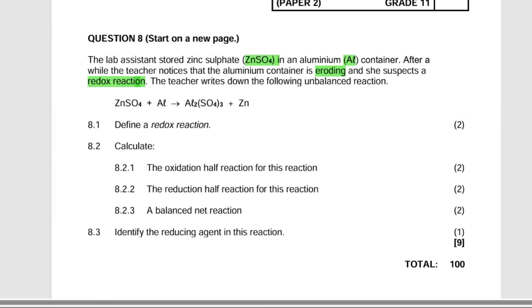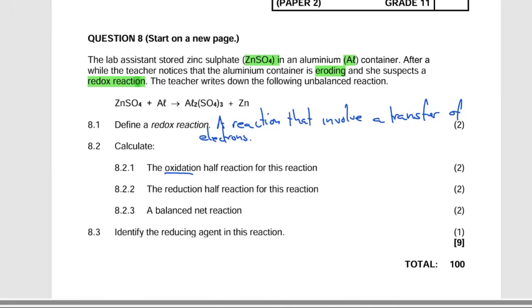A reaction that involves a transfer of electrons. This is how we define our redox reaction. Then after that, they're saying calculate the oxidation half reaction for this reaction. So now we should be able to identify which one undergoes oxidation.